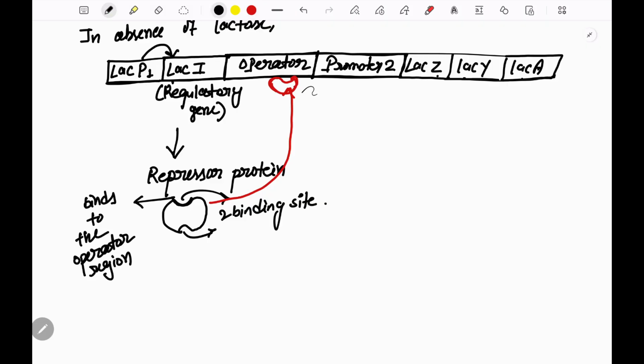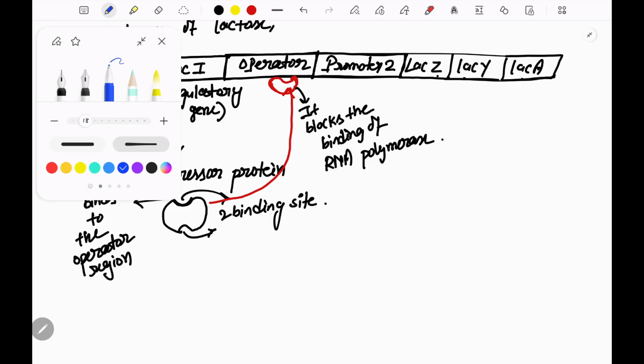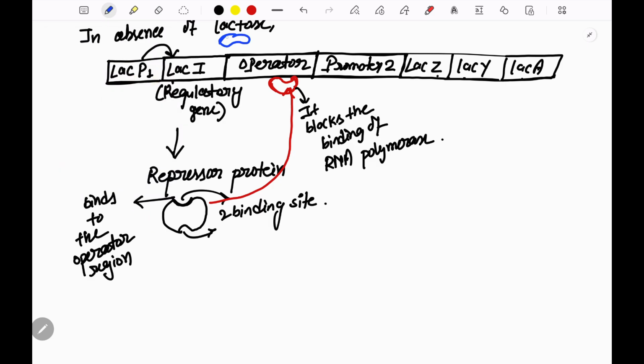And when it binds to the operator region, it blocks the binding of RNA polymerase. So the RNA polymerase present here cannot bind to the promoter region to start the transcription, translation and the enzyme production, which further helps in the lactose breakdown.